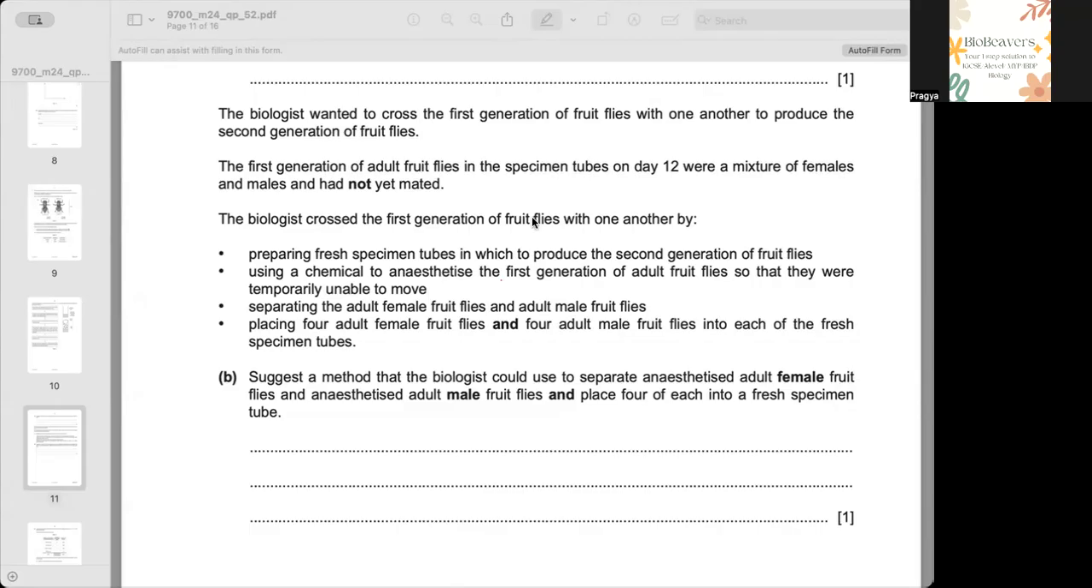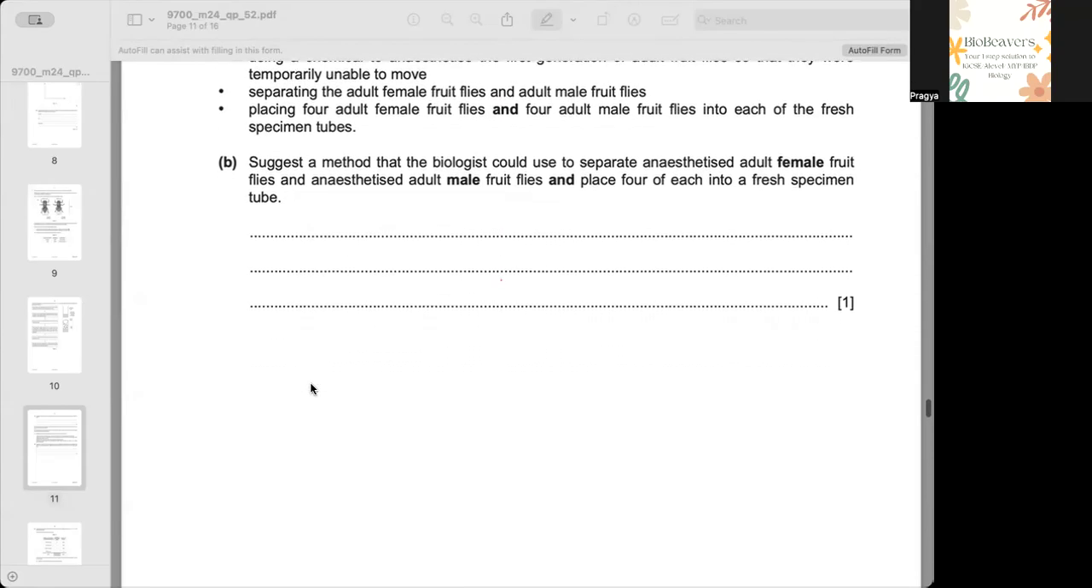So the question which comes in here, which is a 1 marker, asks us, suggest a method that the biologists could use to separate the adult female fruit flies and anesthetized adult male fruit flies and place 4 of each into fresh specimen tube. So first point, they are asking you to separate the female fruit flies as well as the anesthetized adult male fruit flies. How do you separate these?